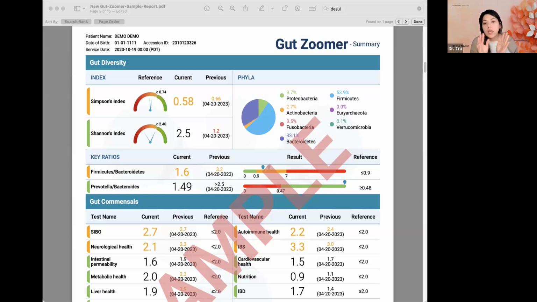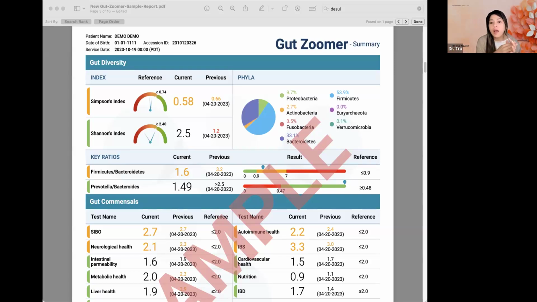Okay, so in order to understand this, we need to look at the Simpson's index and the Shannon's index. These two are just statistical indices that help us understand population. The Shannon's index puts a lot of weight on species richness, like how many of them are in that population, on a scale of 0 to 3. The higher the number, the more diversity. Less than 1.5 is extremely low diversity, and anything greater than 2.5 is good diversity.